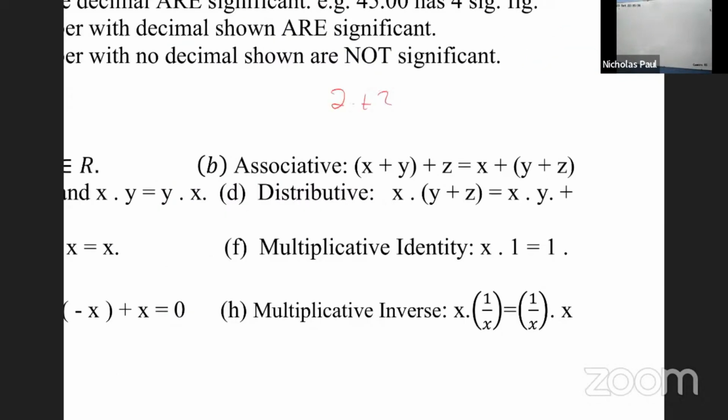So if you have 2 plus 3 plus 4, you can add here first or you can add here first. That's the associative rule. Distributive is the expansion rule, basically. x by y, x by z.